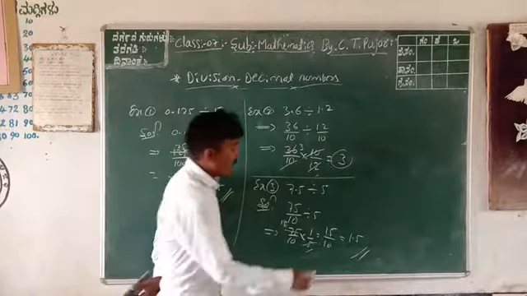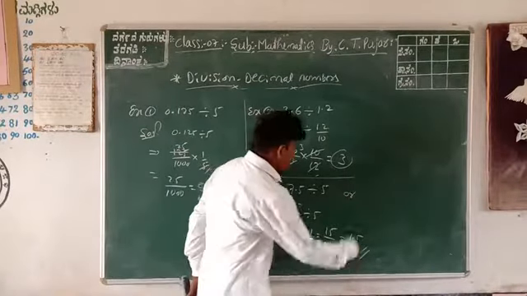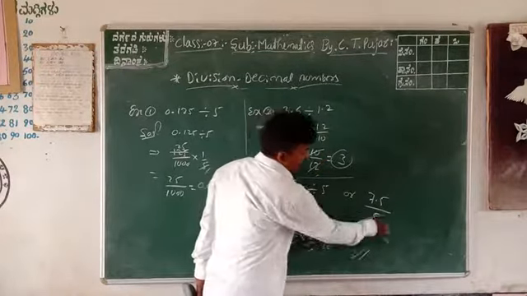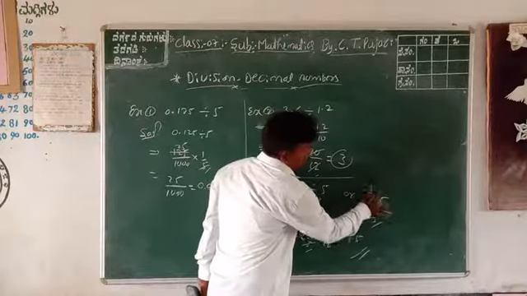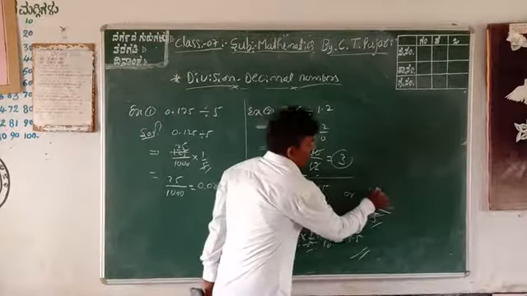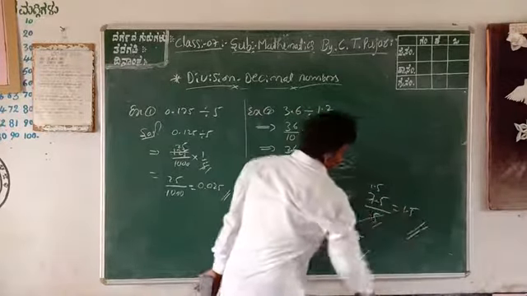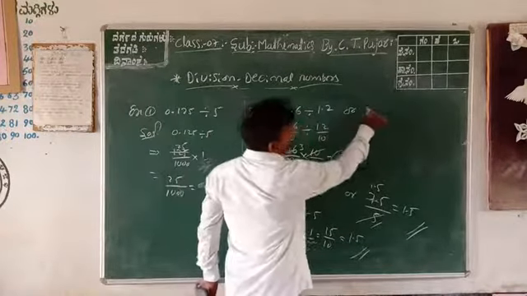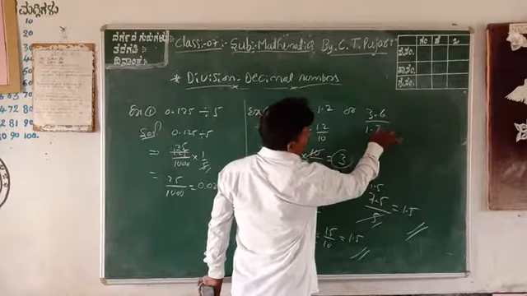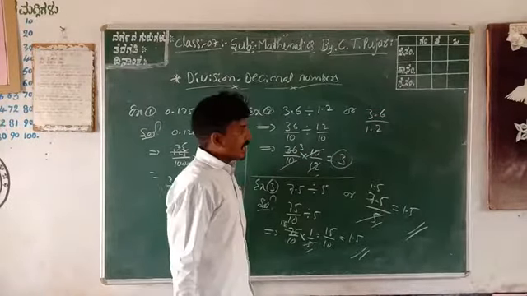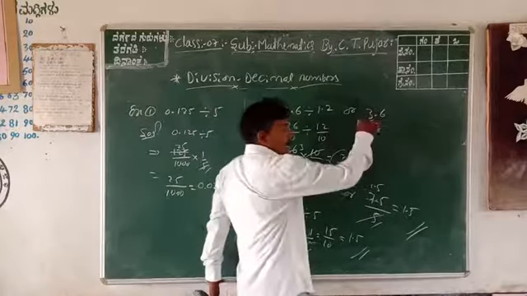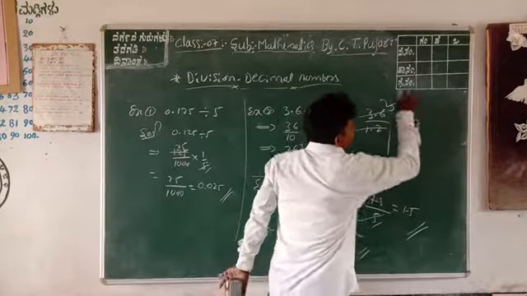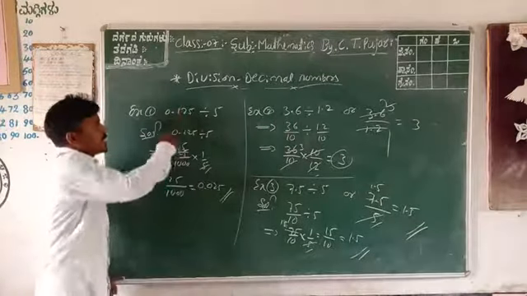Or otherwise, directly: 7.5 divided by 5. 5 ones are 5, then the point, and the remaining 2 with 5 gives 5. The answer is only 1.5. This is another, direct method. Similarly, 3.6 divided by 1.2: 1.2 threes are 3.6, so the answer is 3 directly.